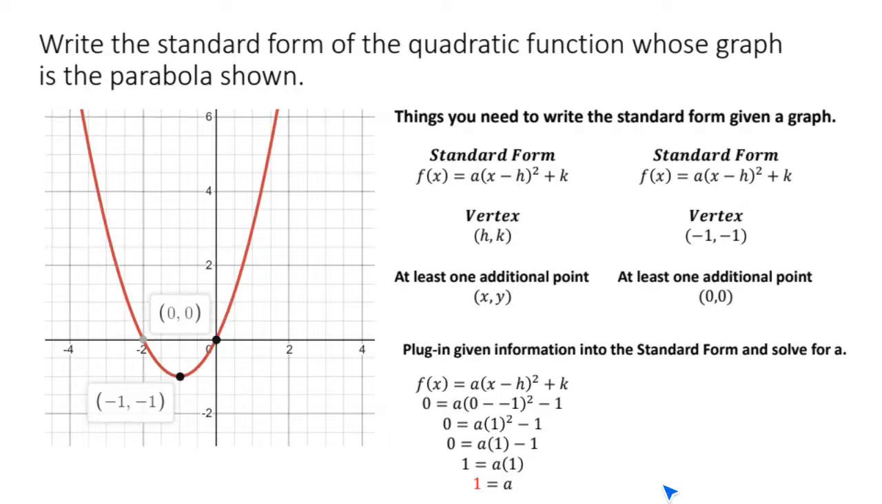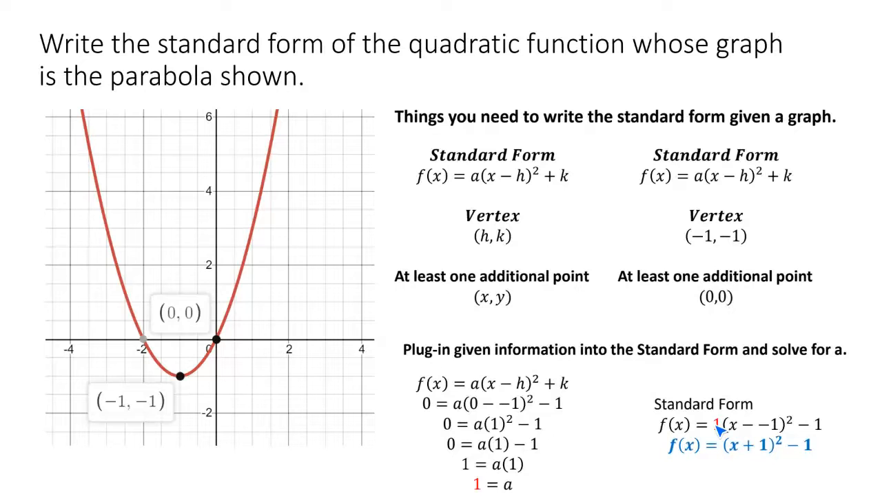So I solved for a, but that's not what the question said, right? The question said to find the standard form. But at least I know what a is. So now I can use my a and my vertex to write my standard form. Here's my a, and I entered my vertex, and then I simplify. Negative negative is a +1, and then 1 times all this is just itself. And so this would be our answer: f of x equals (x plus 1) squared minus 1.